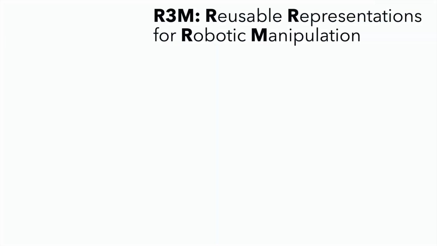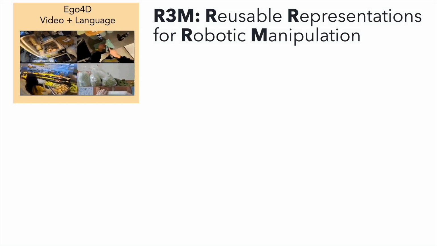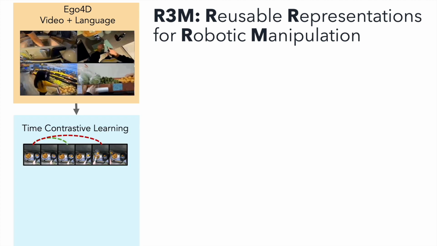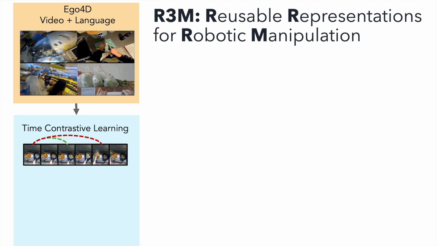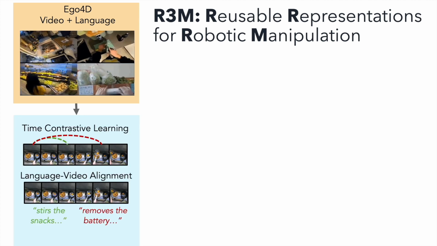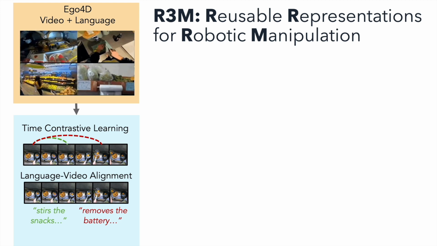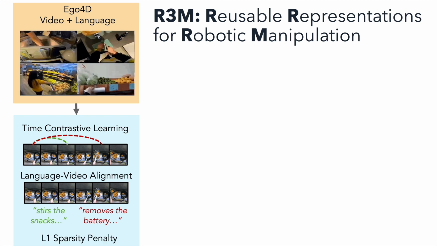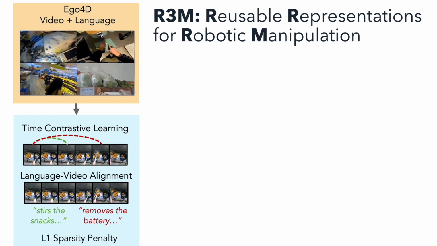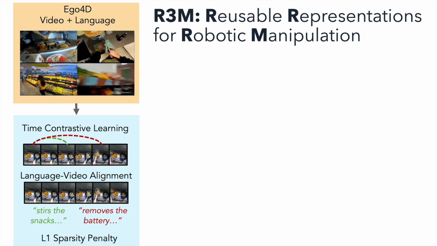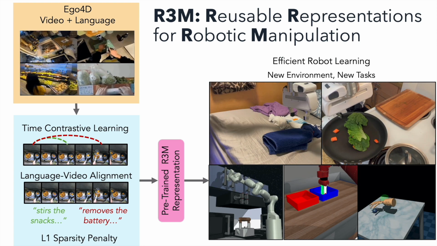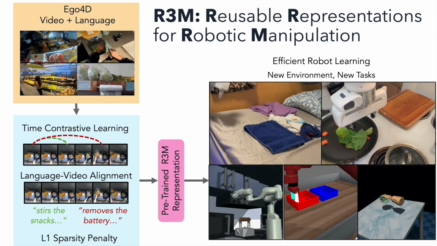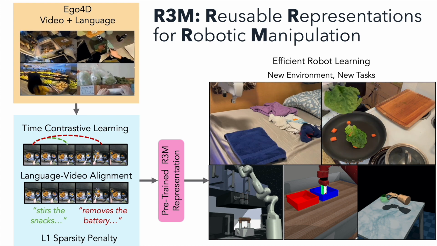Concretely, we propose R3M, Reusable Representations for Robotic Manipulation. We begin with Ego4D video data paired with natural language. We train R3M with time contrastive learning, encouraging images closer in time to be closer in embedding space. With language video alignment, encouraging R3M features to be predictive of whether video and language annotations match. And finally, with an L1 sparsity penalty. Using R3M, we're able to efficiently learn a wide range of robotic manipulation tasks in both real and simulated domains.